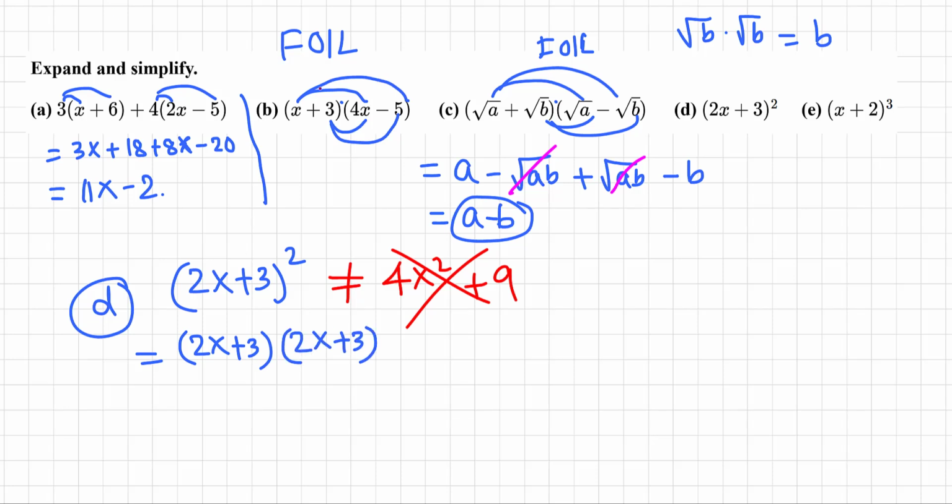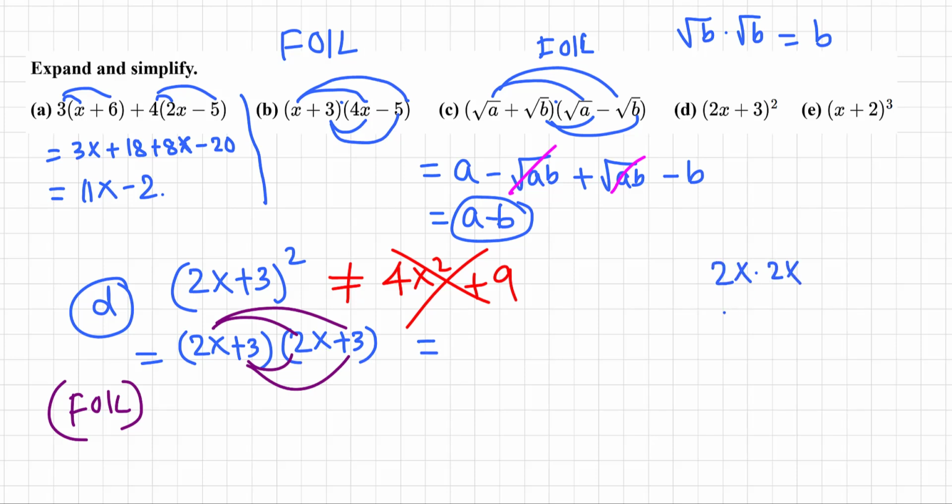Now we're going to use FOIL. It's like expanding. You don't have to write FOIL. Basically you multiply first, outer, inner, last. So you get 2x times 2x, 2 times 2 is 4, x squared. So this is 4x squared. Outer, 2x times 3, 2 times 3 is 6x. All positive, so we don't have to worry about anything, 6x. In the same way, 3 times 2x is 6x. And last, 3 times 3 is 9, a positive 9.